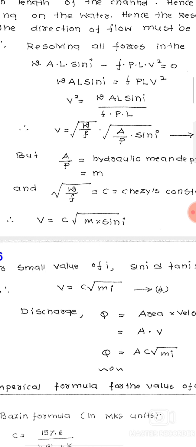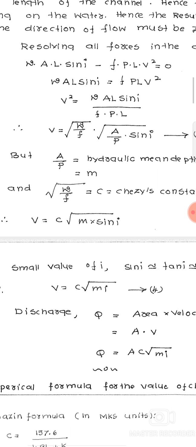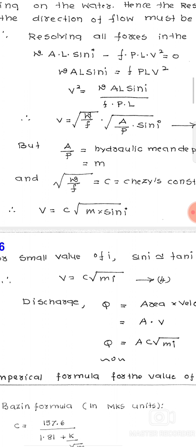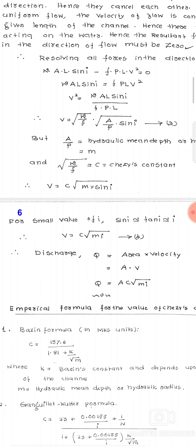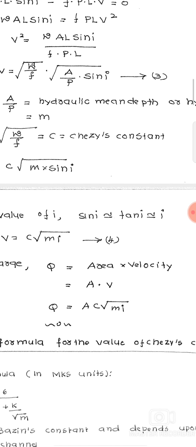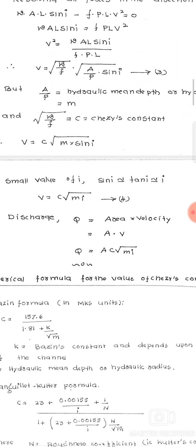Then again we have the square root of W by f. We know W is the weight density of water and f is the frictional resistance. So the square root of W by f is represented as Chezy's constant, the small letter c. Then V is equal to c, the square root of W by f, into the square root of m, which is A by P, into sine i. For small values of i, sine i is approximately equal to tan i, which is approximately equal to small letter i. Then V is equal to C into the square root of m i.